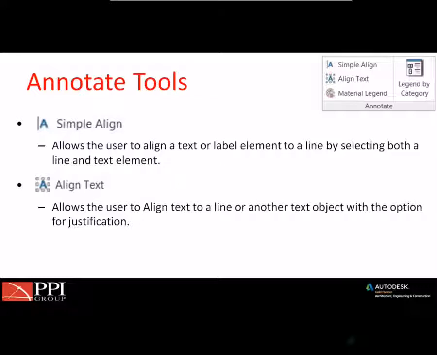All right, some annotation tools here. Simple alignment basically allows us to grab either text or label and align, and it'll align it up to that model line or to that text line or to that annotation line. The align text option does really kind of the same thing, but you're allowed to choose the justification, top, left, middle, center of that based upon that line that you selected.